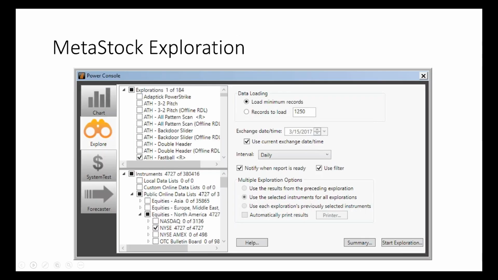So the way that I set this up in my MetaStock Exploration, right? I assume a lot of you have the plugin, or you're thinking about the plugin. But for fastball in particular, I just go to ATH, that stands for Around the Horn, ATH, fastball. I only scan NYSE. I like trading on the New York Stock Exchange.